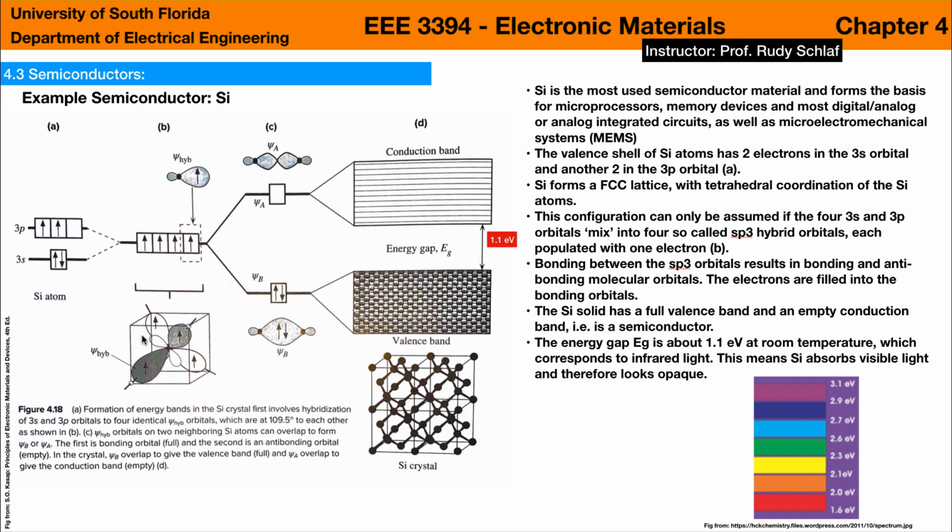Now, in order to create that tetrahedral bonding scheme that you find in a FCC lattice, these 4 orbitals have to combine into hybrid orbitals that are called sp3 orbitals, and each of them then carries one of these electrons. So they are degenerate, they have all the same energy, and so silicon can bond to another silicon at each of those corners of the tetrahedron.